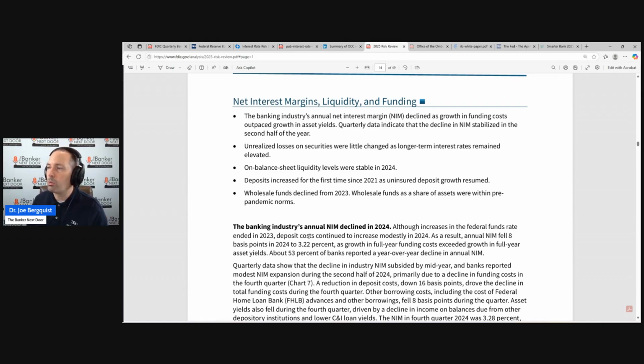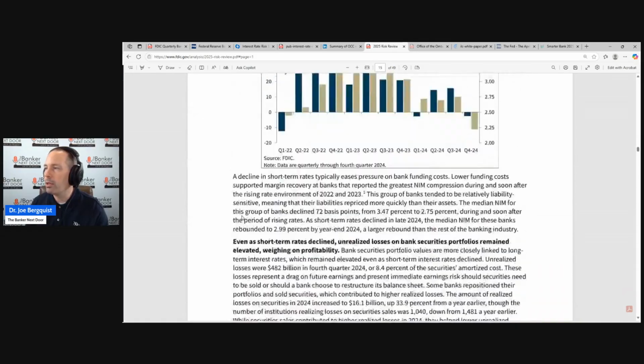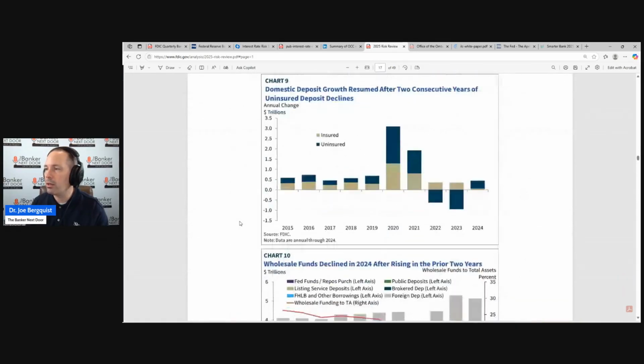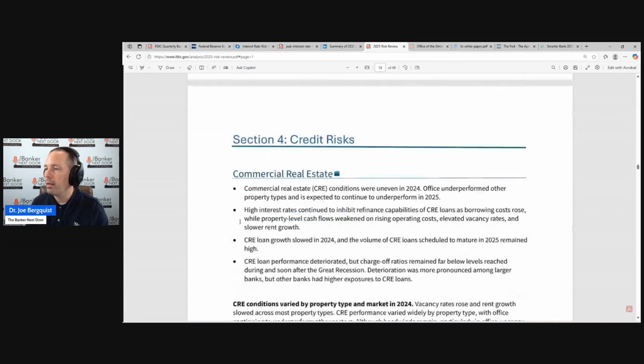Unrealized losses on securities were little changed. On balance sheet liquidity levels were stable. Deposits increased for the first time since 21. Wholesale funds declined from 23. Wholesale funds as a share of assets were within pre-pandemic norms. So that's all good. Again, a lot of great charts in here on a lot of that stuff.